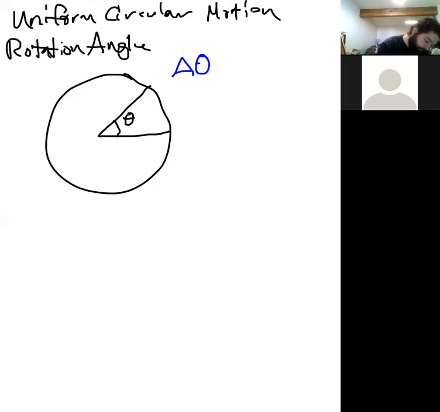And then this is going to be S there. So that's going to be the arc, or the distance that we travel around the circle. So that's going to be S. And then we also have R. I can draw R in a different color. So this will be R.